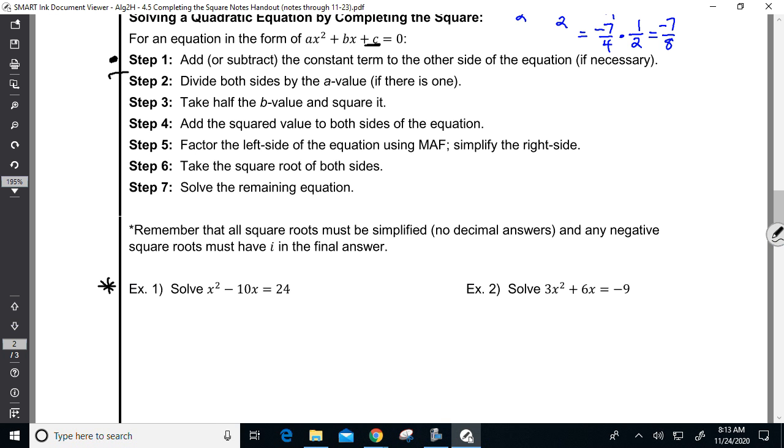Steps 2 through 5 are the process of completing the square. So step 2, divide both sides by the a value if there is one. Here a is equal to 1. If we divide everything by 1, nothing changes. So we don't need to do step 2.